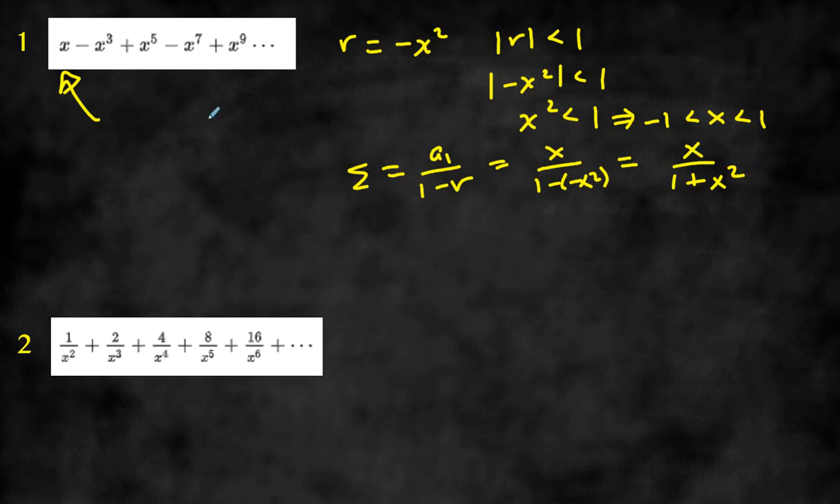Now notice we don't have specific values here because this is a series based on an x, and x could be, well, not anything. As long as x stays in this range, we'll have a convergent series. And then we will get this sum, which is based on x. So that's number 1. Let's go ahead and look at the second problem.